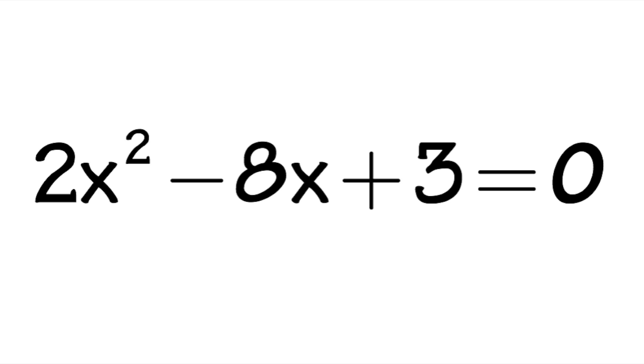Let's solve this quadratic equation. We have 2x squared minus 8x plus 3 is equal to 0. But let me first tell you, this is not factorable. So I'm going to first show you how to use the completing the square method to solve this quadratic equation, and then we'll also use the quadratic formula. And hopefully we end up with the same answer.